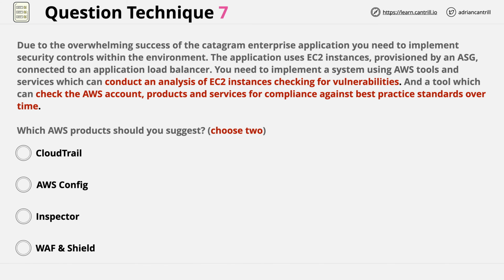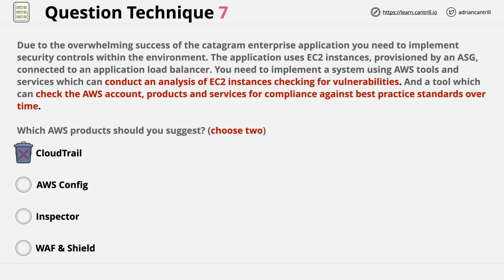Well, first, CloudTrail doesn't help us with either requirement. CloudTrail logs API actions against the account. It doesn't do anything within an instance, nor does it allow us to check against best practice standards over time, so we can easily eliminate this one.